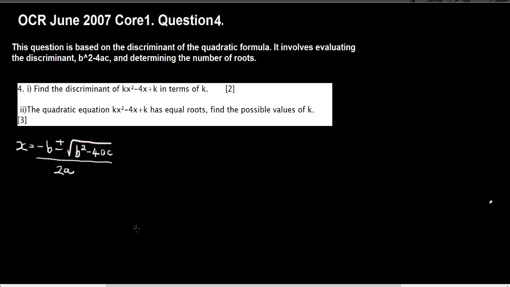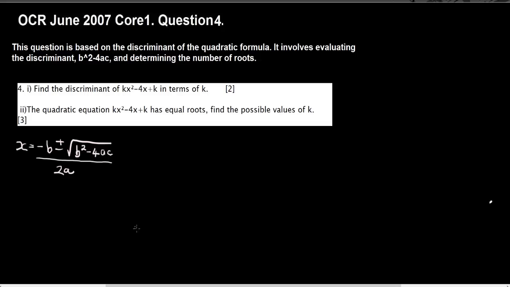This is a question taken from the June 2004 Core 1 paper. It's question 4. It's based on the section on the discriminant of a quadratic formula. So what we have to do is evaluate the discriminant and say something about the number of roots.